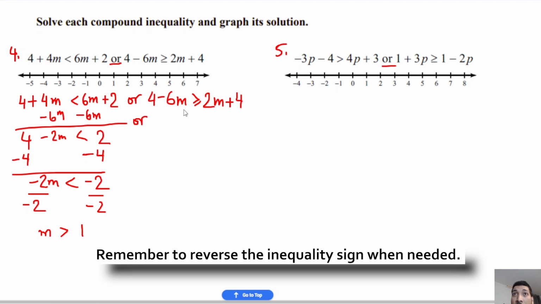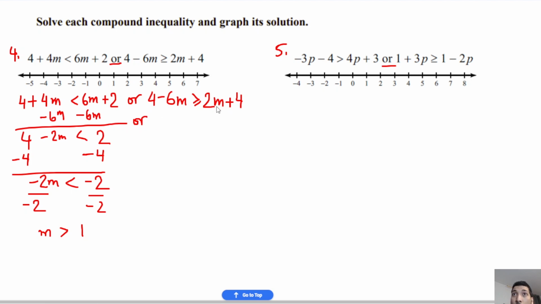And let's try this one. Here we have 4 minus 6m greater than or equal to 2m plus 4. So subtract this 2m from both sides. So we have 4 minus 6m minus 2m. So since both are minus, we just add those coefficients and keep the same sign. So 6 plus 2, that is 8m. So we have 4 minus 8m since both are subtraction, greater than or equal to 4.